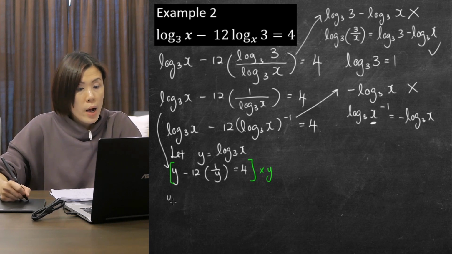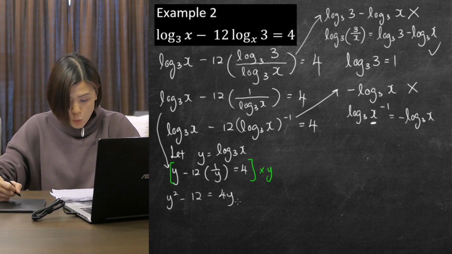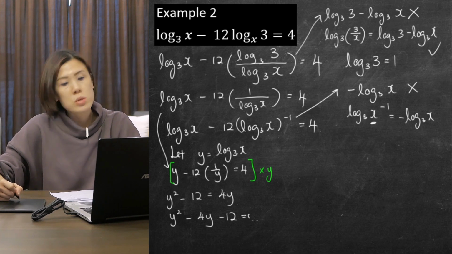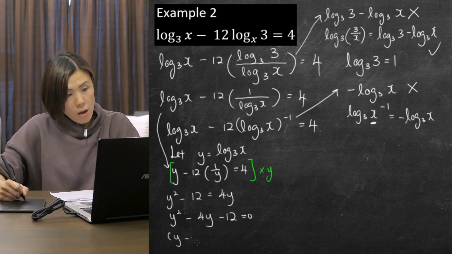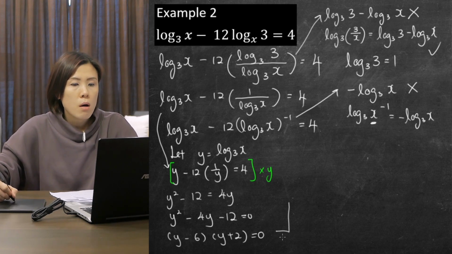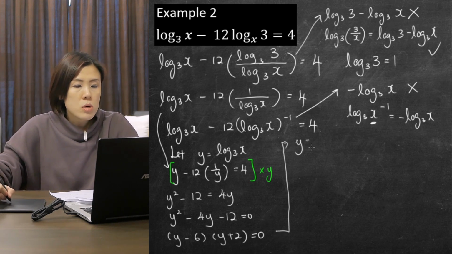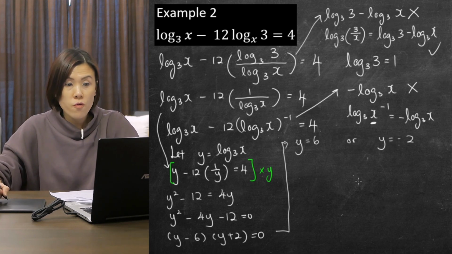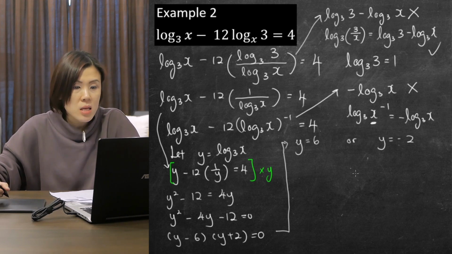Then we will have y squared minus 12 equals 4y, which is a quadratic equation. Then we will have y squared minus 4y minus 12 equals 0, and we can solve this by factorization. (y minus 6)(y plus 2) equals 0. Then we will have y equals 6 or y equals -2. And of course, we have to move on to find x because we are solving for x in this equation.